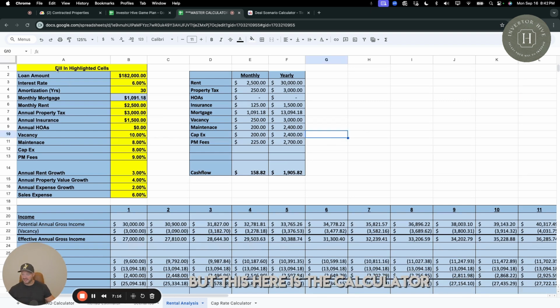But this here is the calculator I use to know if something's going to cash flow and what it looks like for us.